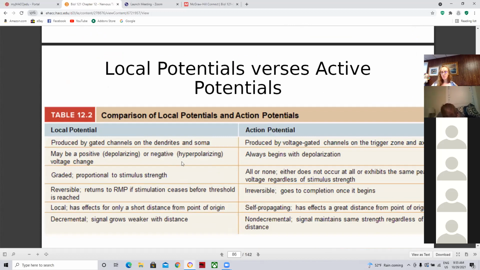So local potentials are produced by gated channels on the dendrites and soma. These are ligand gated channels. Action potentials are produced by voltage gated channels on the trigger zone and axon. Local potentials may be positive or negative voltage changes. Action potentials begin with depolarization.